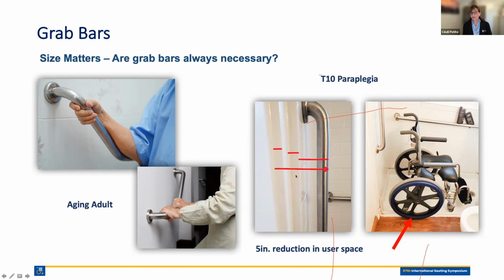This is a perfect example of what I was talking about earlier, where if grab bars are not needed, don't install them, because they take up space. The way this prefabricated unit was installed, they have backing to the prefabricated unit, then they've got the unit itself, and then they've got the grab bar that sticks out 3 inches. So overall, you have a 5-inch reduction in user space. And we're going to talk about this bathroom more.